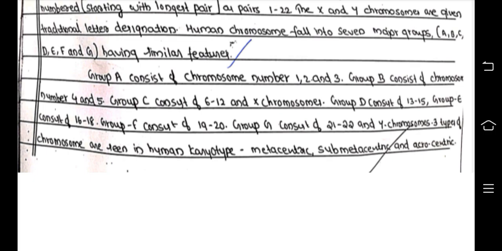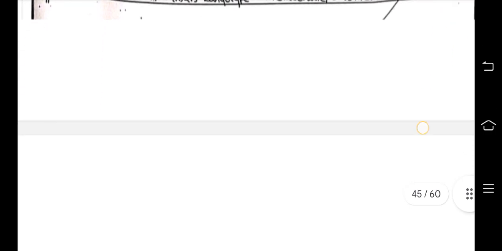Group D consists of 13 to 15. Group E consists of 16 to 18. Group F consists of 19 and 20. Group G consists of 21, 22 and the Y chromosome. Three types of chromosomes are seen in the human karyotype: metacentric, submetacentric and acrocentric.